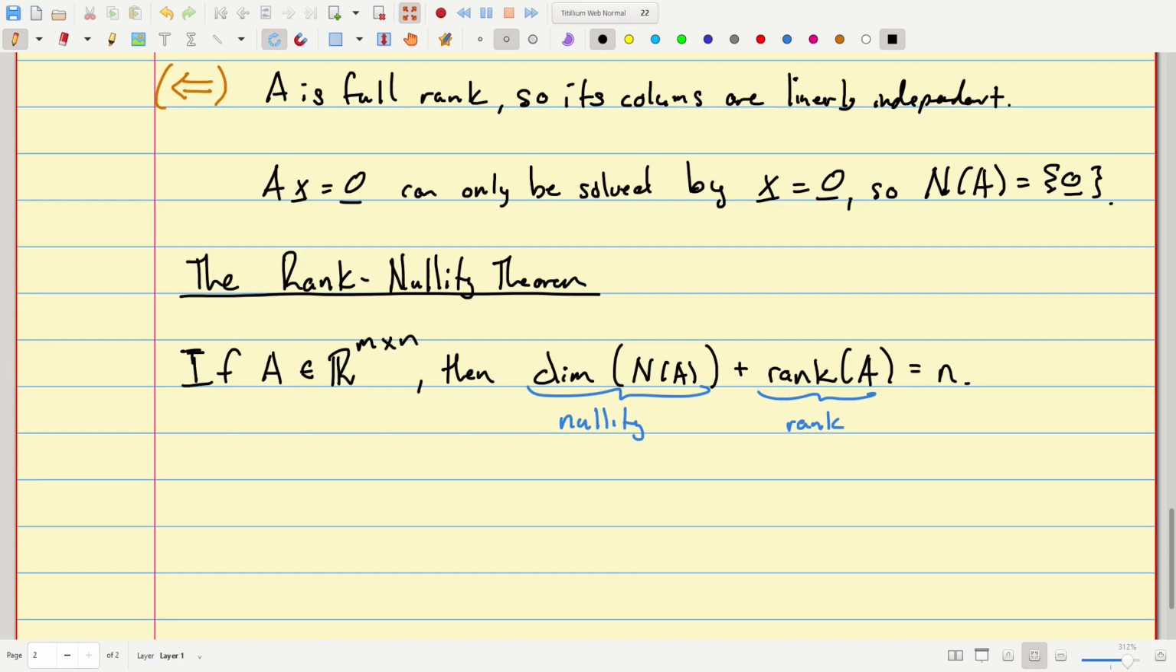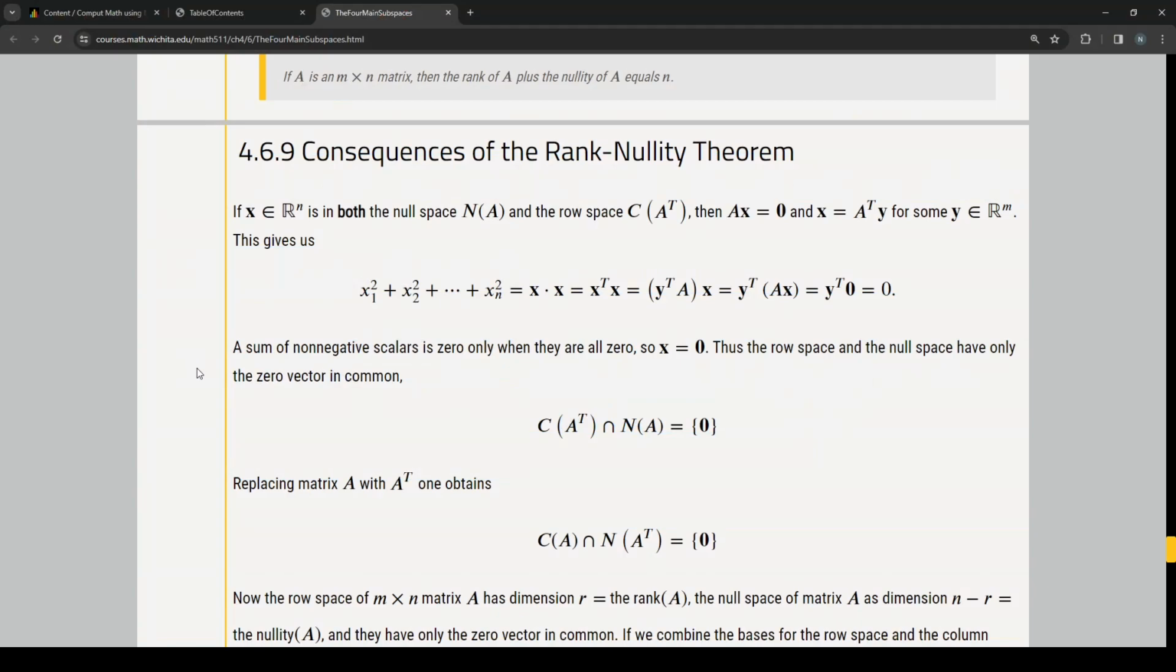Now, on the notes page, there is a bunch of consequences of the rank nullity theorem. Which says that if we have x in R^n, and it's in both the null space and the row space, then we have that Ax equals 0 and x equals A transpose y for some y in R^m.